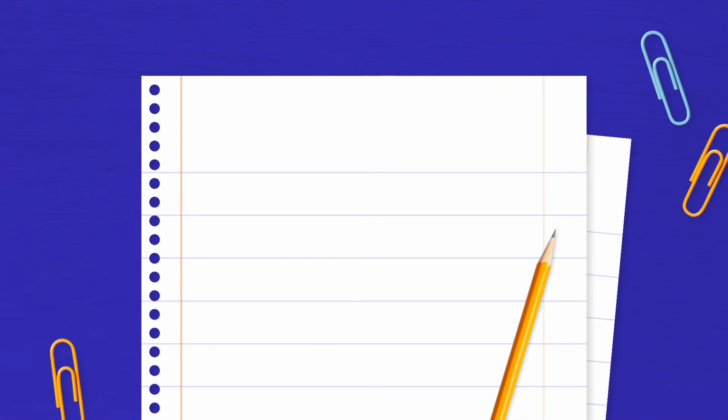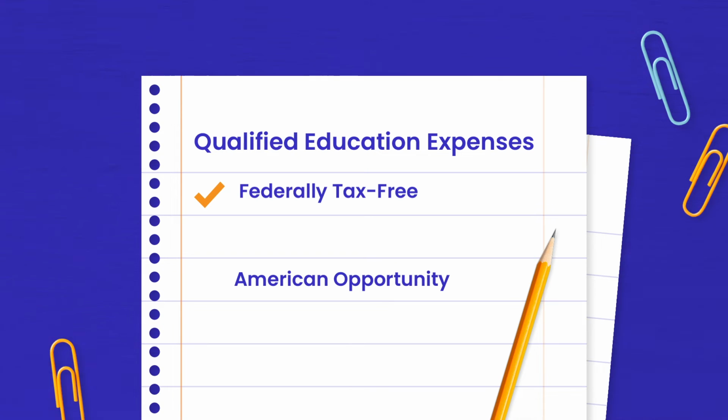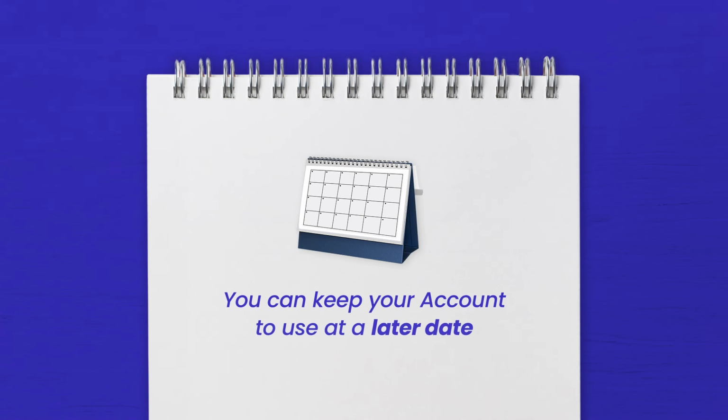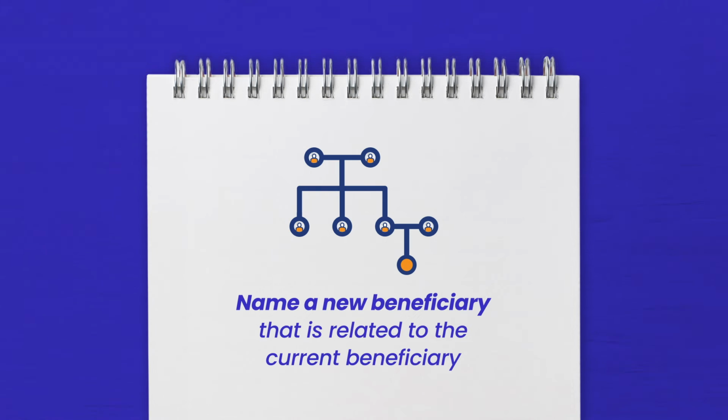When money is withdrawn from your account to pay for qualified expenses, any investment gains are distributed federally tax-free, provided you do not also claim all or part of these qualified education expenses as an American Opportunity or Lifetime Learning Credit. Even if your beneficiary decides higher education isn't part of their path, you can keep your account to use at a later date, or name a new beneficiary that is related to the current beneficiary.